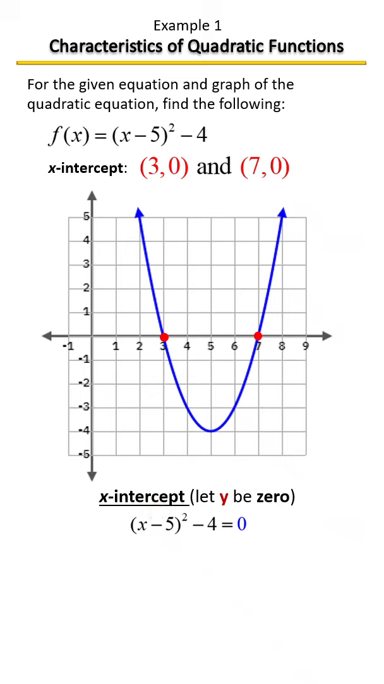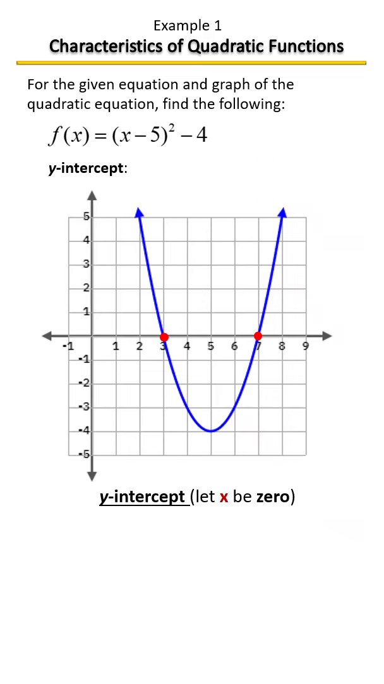So to start the square root method, we're going to add 4, take the square root of both sides, add 5, and we have two equations, 5 minus 2 and 5 plus 2, which is going to give us our 3 and our 7, the same 2 points we see on our graph. Now, if you don't understand the square root method, be sure to watch my square root method videos to show you how to utilize that method.